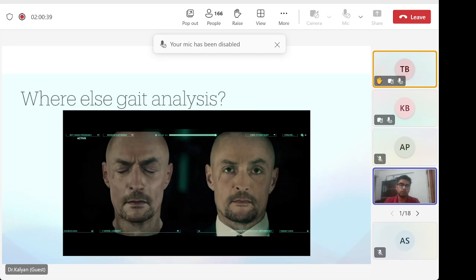Gait authentication. You can classify people based on their gait. Biometric, we all know. Face recognition, we all know. But gait is also something. It tells a lot. It tells quite a bit of your body language, how you walk, and so on.